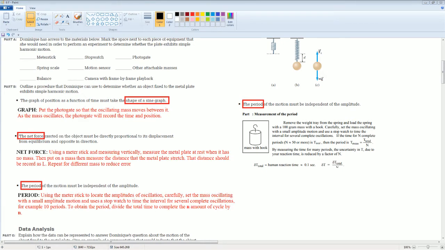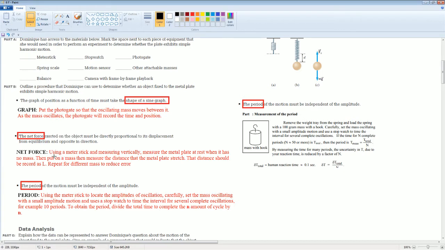All right, so what I have here is three ways to get it. The first way is to get the graph. So you're going to put the Photogate so that the oscillating mass moves between it. As the mass moves between it, the Photogate will record the time and its positioning. Then you're going to graph it.